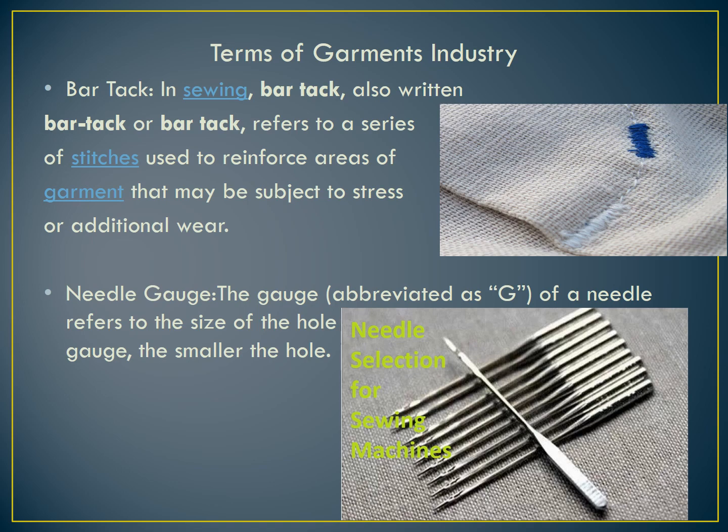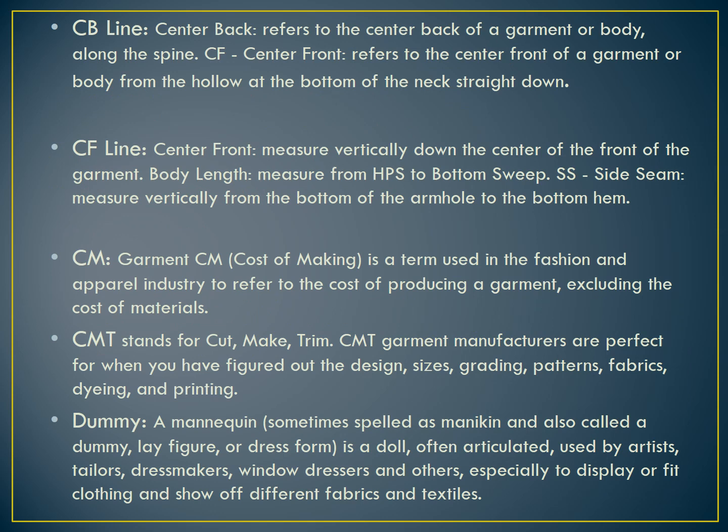Needle gauge. Needle gauge refers to the size of the needle. CB line refers to center back, and CF is center front. CM means cost of making. CMT is cut, make, trims, and dummy is basically what we refer to as a mannequin.